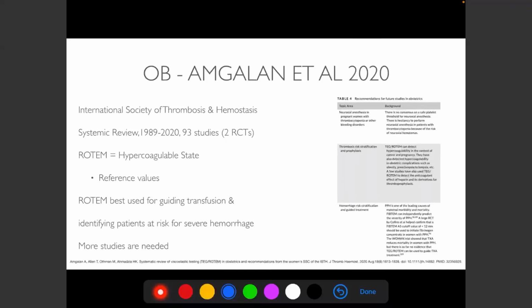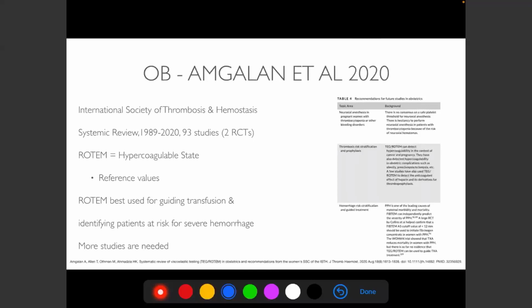So they have reference values of your Rotem or your TAG, and they agreed that it was the best for guiding transfusion and identifying risk, but then there was more studies are needed. I definitely agree because there's only 2 RCTs for OB, and they don't really have a lot of relevance. I have them on the next 2 slides. Cooper here, the OB department isn't really on board with it yet. Where I trained, they were just kind of starting to use it a little bit.